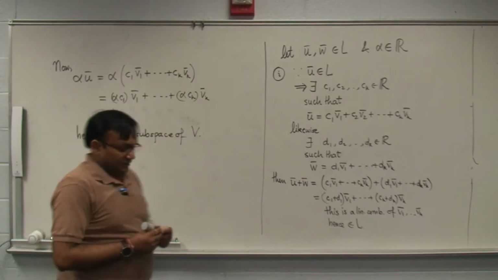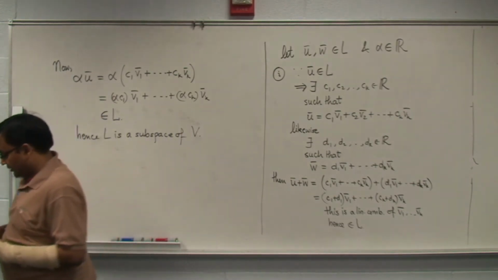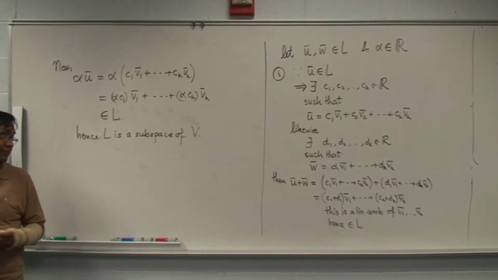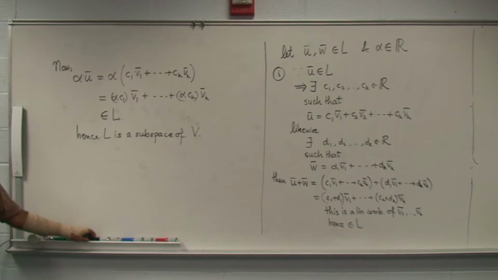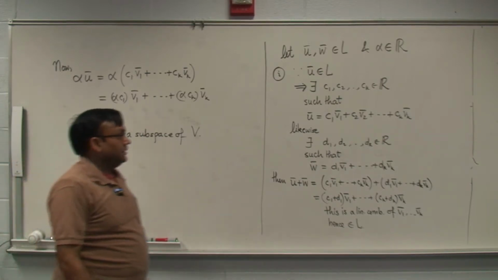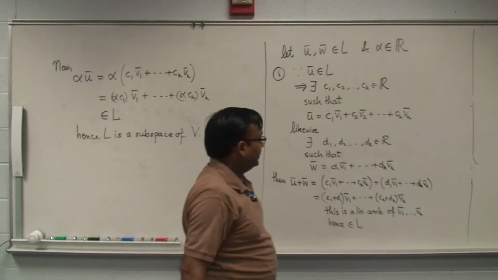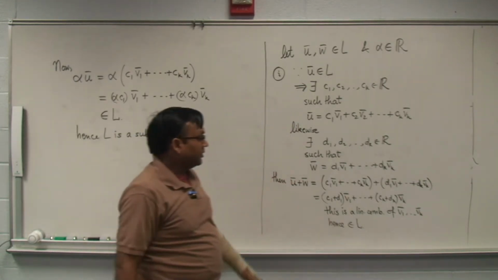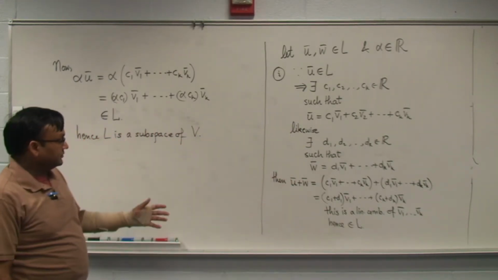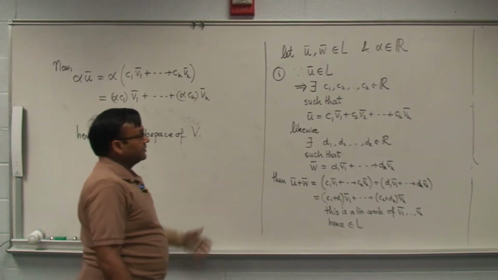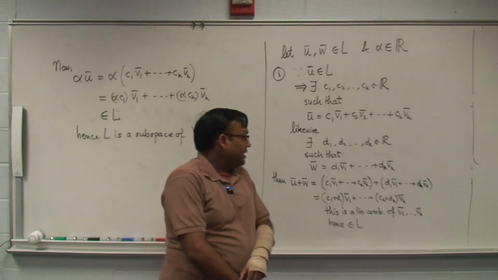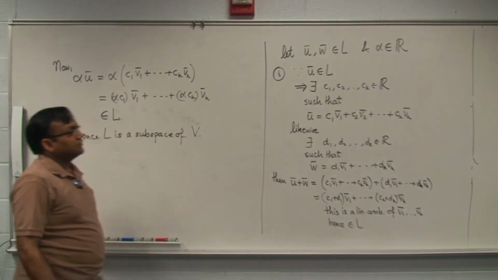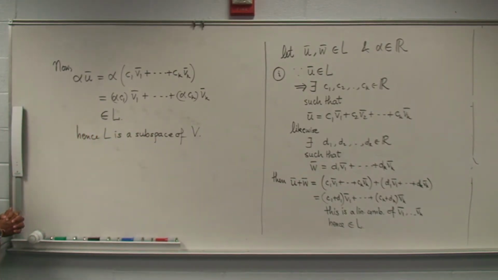Now, of course, we didn't need linear independence at any stage of the proof. And I have proved this for any vector space, be it R2, R3, be it the vector space of polynomials of degree less than or equal to something, be it the vector space of continuous functions. So no matter where you are, as long as it has a vector space structure, the theorem will work.